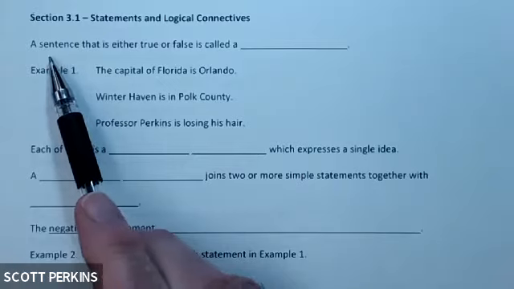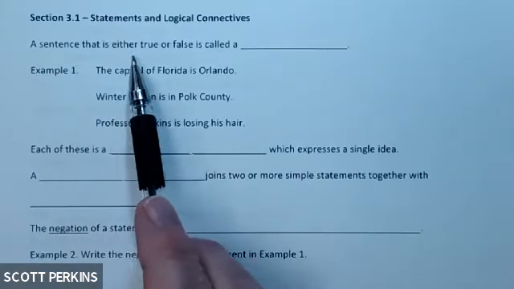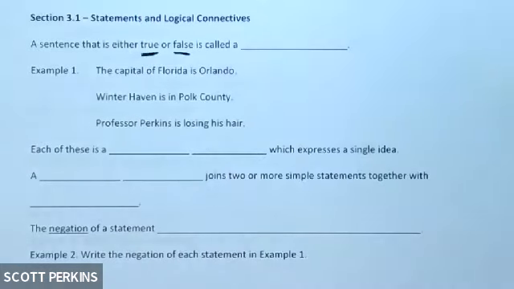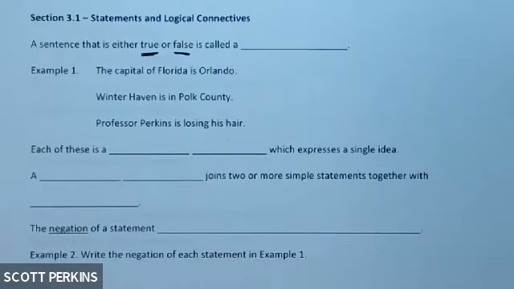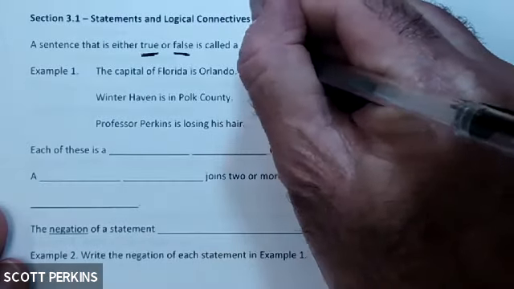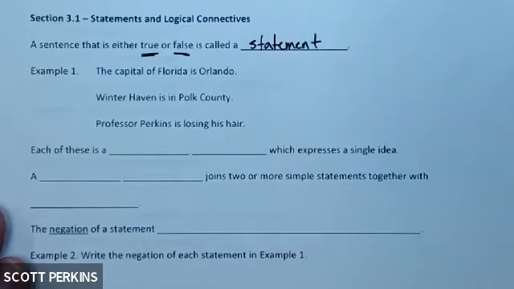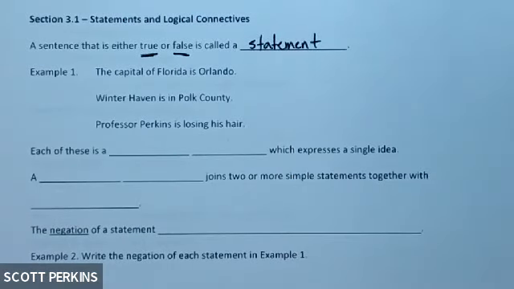So the first thing we have to know is a sentence that is either true or false. This is the important thing. When we deal with logic, we're not dealing with opinion things. We're not dealing with how we feel about things. We're dealing with things that are true or false. And a sentence that can be categorized in that way is called a statement. So logic is made up of statements. That's why I mention it, and that's why we're starting there.